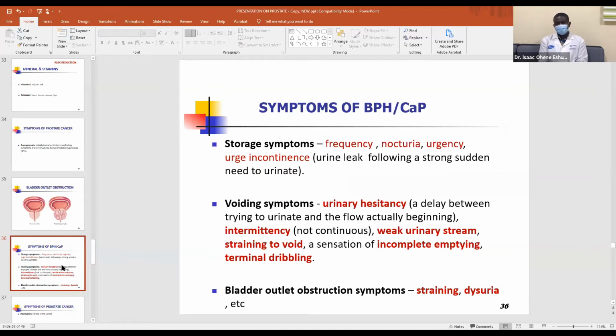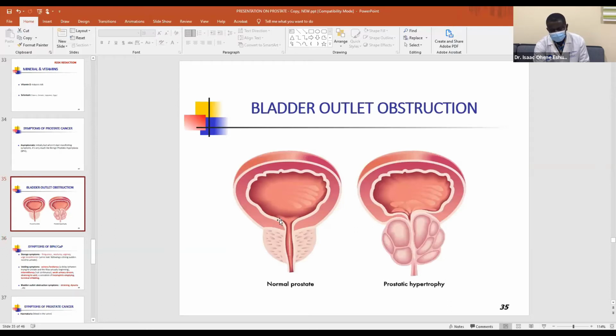So the symptoms, now broadly we'll categorize the symptoms into three. We are looking at storage symptoms. So storage, where are we looking? We are looking at the urinary bladder, voiding symptoms, and bladder outlet obstruction symptoms. So when we talk about bladder outlets, this is the bladder. The outlet is the space that should be left open for urine to pass. So this is a typical example of bladder outlet obstruction.